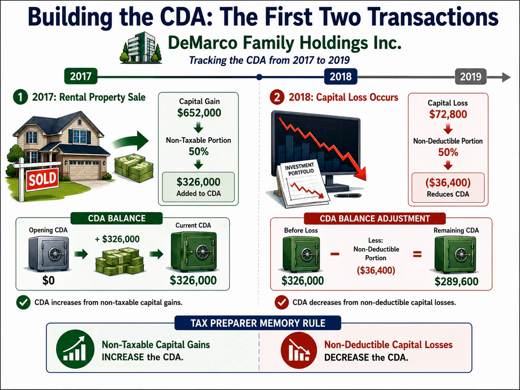During the year, the corporation sold a rental property and realized a capital gain of $652,000. As we've learned, only the non-taxable portion of a capital gain is added to the CDA. Since 50% of the gain is non-taxable, the CDA addition is $326,000. The corporation started with a CDA balance of zero. After adding the non-taxable portion of the gain, the CDA balance increases to $326,000. At this point, the corporation has accumulated a substantial amount of potential tax-free dividend capacity.